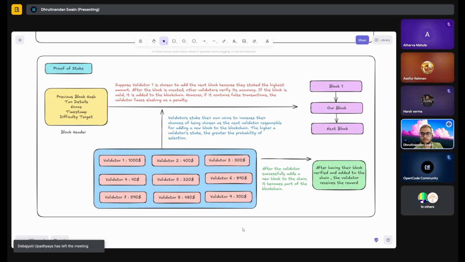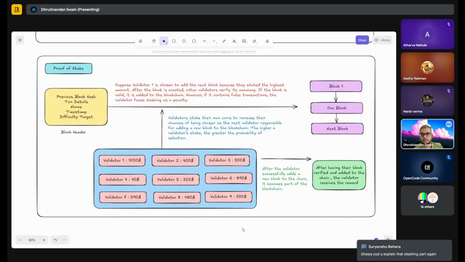So do you guys have any doubt regarding this? Acha, Bhaiya, could you explain the slashing part again?